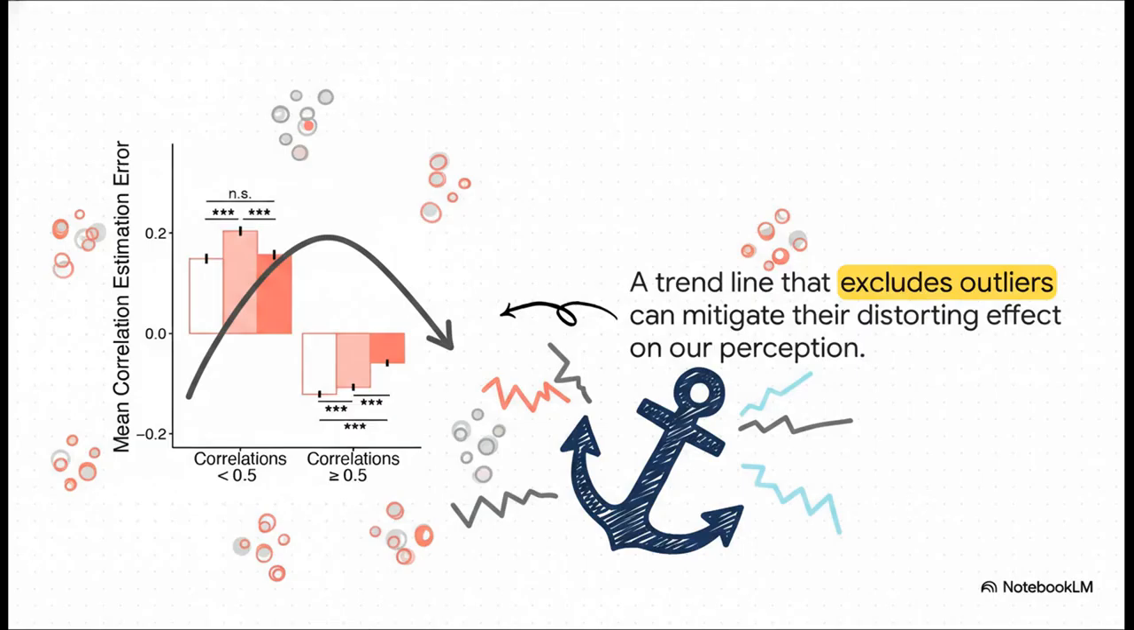So here's the key takeaway. If a chart designer calculates the trend line based only on that main cluster of data and just ignores the outliers, that line can act as a perceptual anchor. It holds our focus on the real story, helping us resist the pull of those distracting little dots. It's a pretty smart way of using one visual trick to fight the bias created by another one.